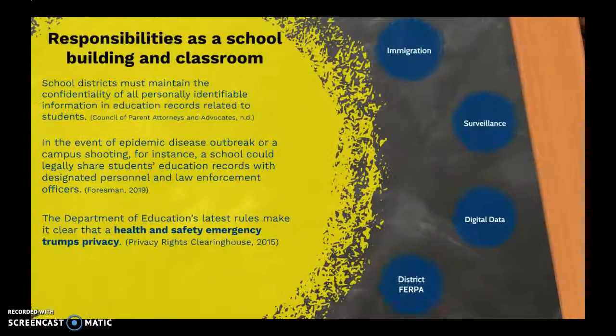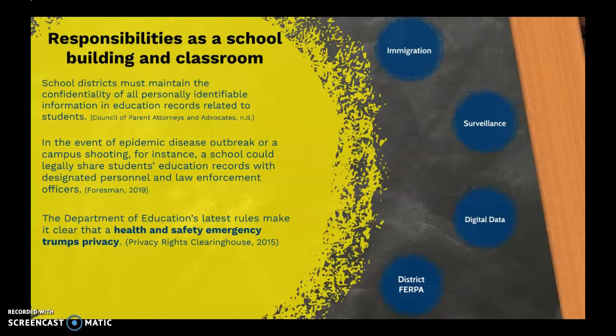Our responsibilities as a school and in the classroom. First of all, school districts must maintain the confidentiality of all personally identifiable information in education records related to their students. In the event of an epidemic, disease outbreak, or campus shooting, though, a school could legally share students' education records with designated personnel and law enforcement officers as needed. The Department of Education's latest rules make it clear that a health and safety emergency trumps privacy.